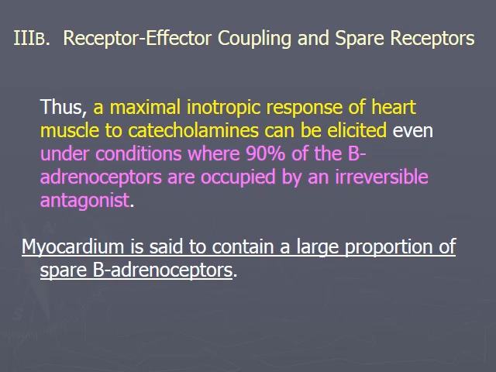So positive inotropy means the heart beats harder. Another thing we'll talk about later in the course is the rate of contraction. Rate of contraction is chronotropy. Chrono meaning time. So catecholamines not only cause positive inotropy, they cause positive chronotropy. Your heart beats harder and faster. Your blood pressure goes up.